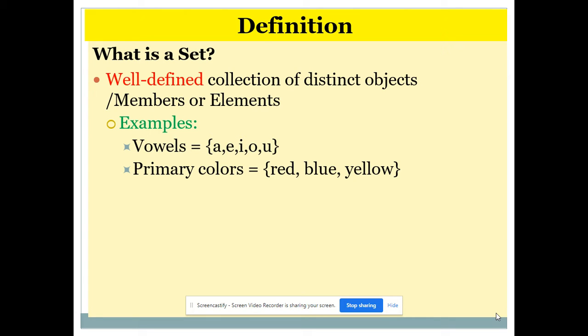The basic definition of a set is this: a well-defined collection of distinct objects, members, or elements is called a set. For example, if we take the vowels from the English alphabet, then A, E, I, O, U. We list these elements in a collection because there is some property that these are the vowels from the English alphabet. Therefore, we are putting these in one collection. So that is why this is a set.